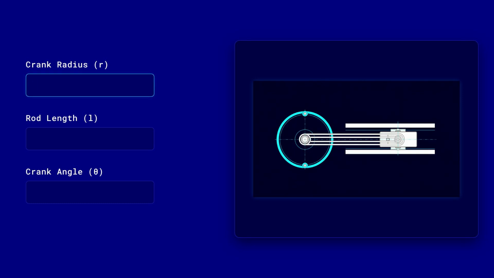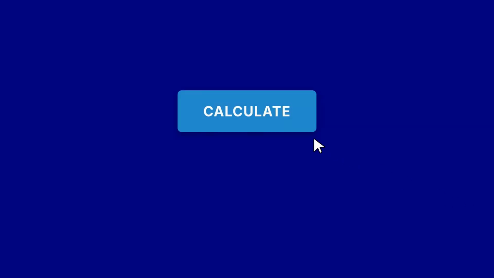reference. For our example, let's enter a crank radius of 2 inches, a rod length of 6 inches, and a crank angle of 45 degrees. Click Calculate to process these values. The calculator outputs 3 key results.